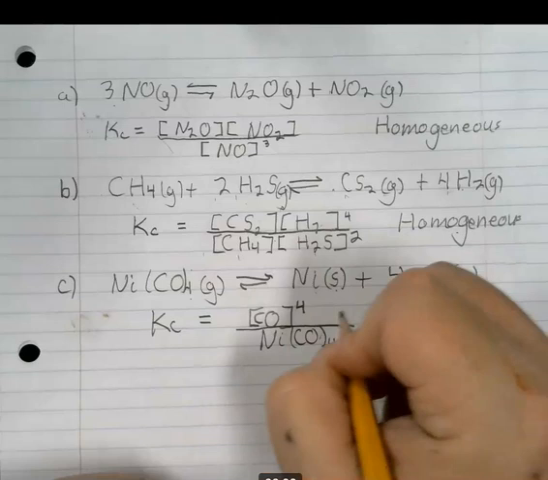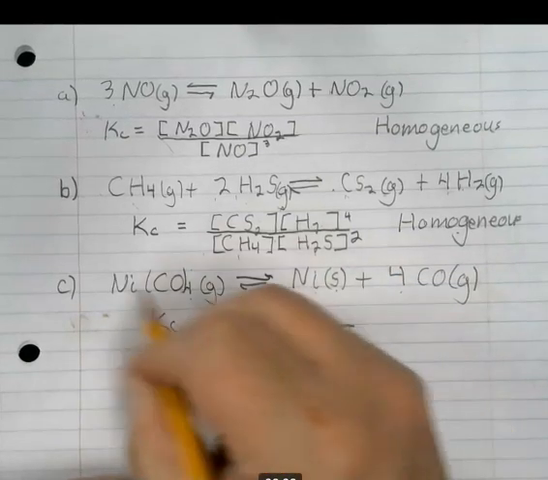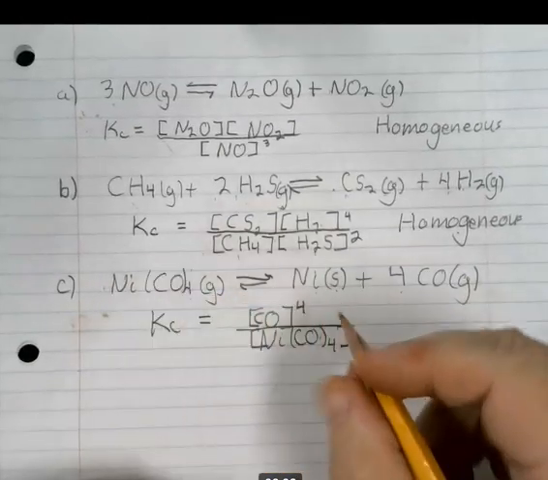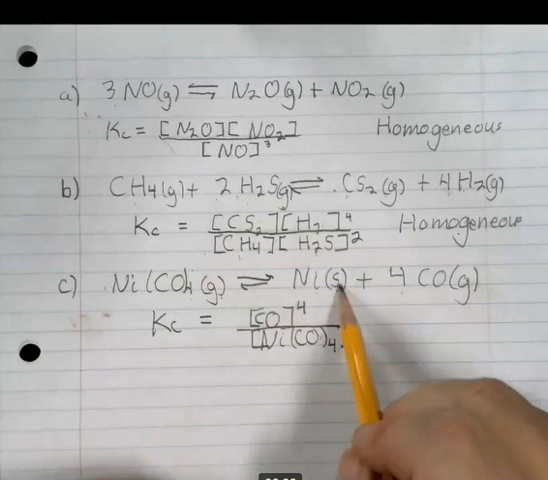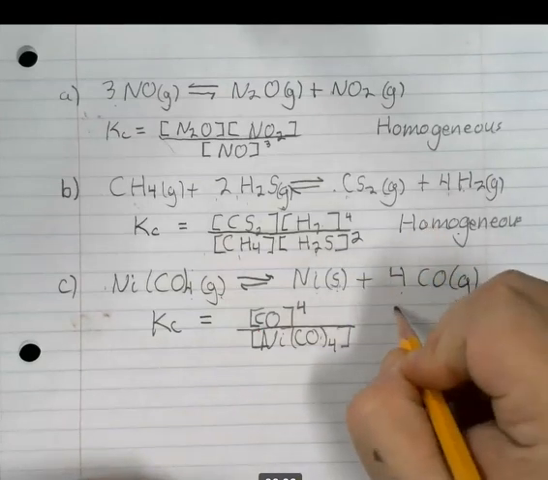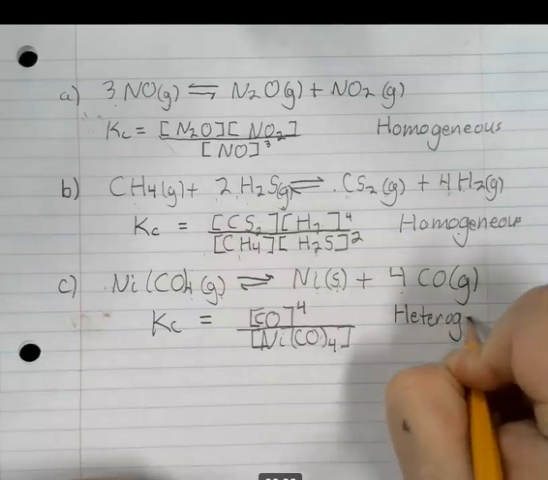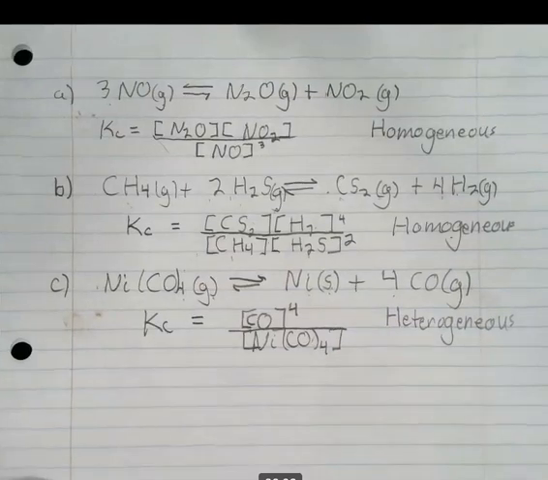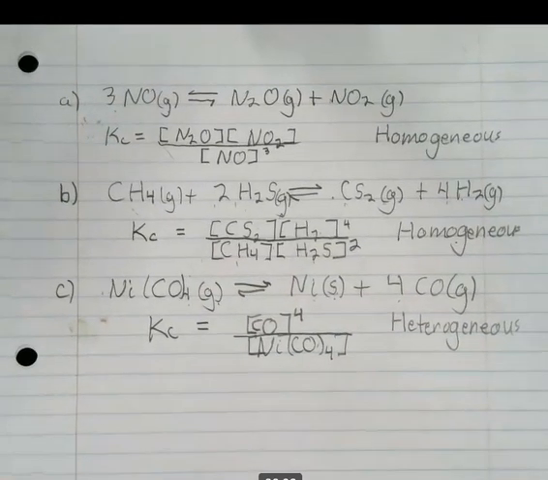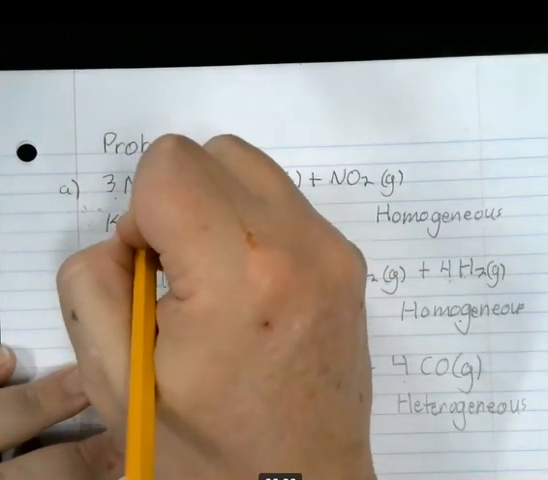Again, the subscripts have nothing to do with the exponents. They just go where they go. And this has a coefficient of 1, so that's a 1. So that we have that. Now, since we have gaseous and solid together in the same equation, that's going to be heterogeneous. Okay, and that was, by the way, problem 15.13.